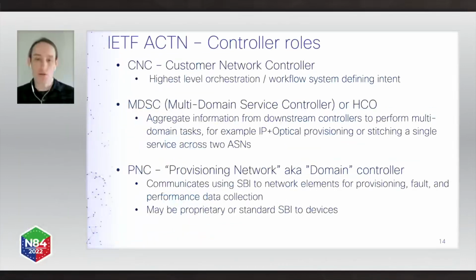So we talk a bit about the roles of the different controllers. The CNC, or customer network controller, is an OSS/BSS system. It's often an orchestration system or a workflow manager. So that's where you want to abstract most of the intent to. Like I said, if you have a service that says, I just need a VPN from A to Z, that's the type of function call it would make to a multi-domain service controller, which then breaks it down into more consumable bites and sends it to specific provisioning controllers.